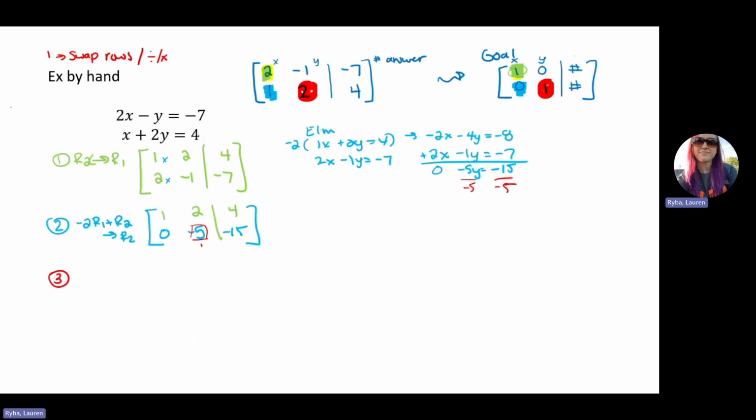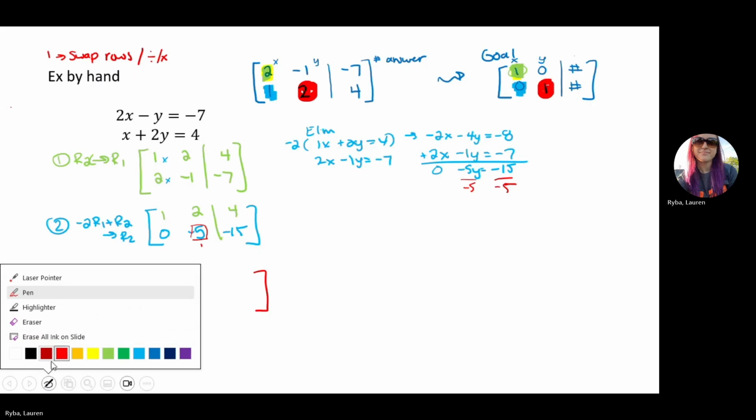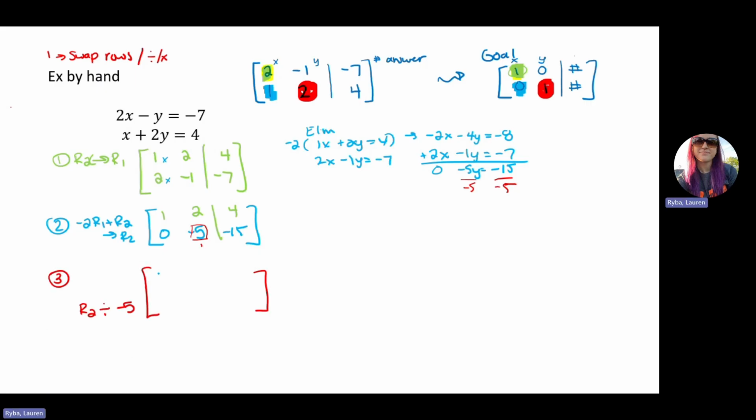I'm just going to write it in matrix form. So I'm going to take row 2 and divide by -5. Okay, I'm keeping the top row as is. So this top row hasn't changed. 1, 2, 4. I'm only changing the bottom row. So that's going to give me -5 divided by -5 is 1. -15 divided by -5 is 3. And would you agree that if I solve this, y is 3 over here? And that's exactly what this matrix is now showing me, that y is 3.